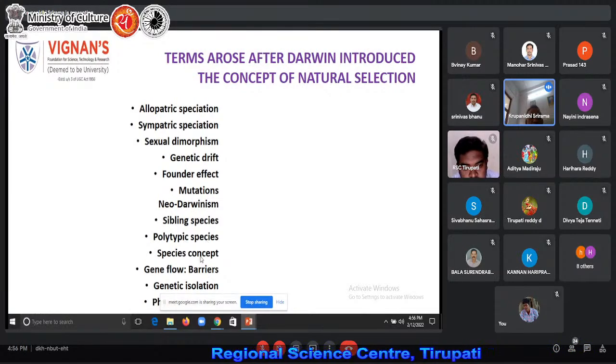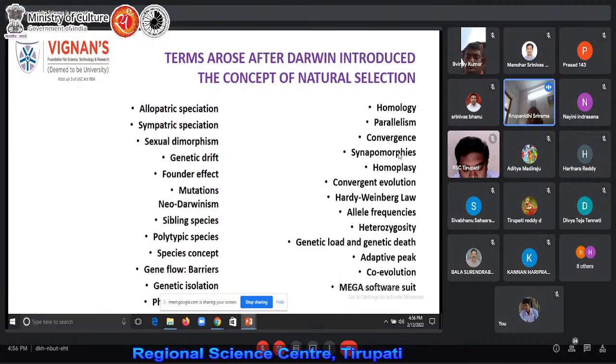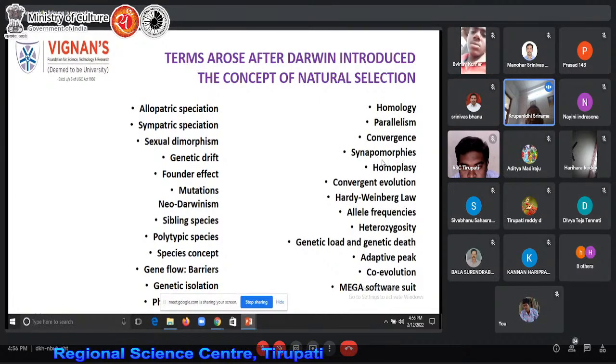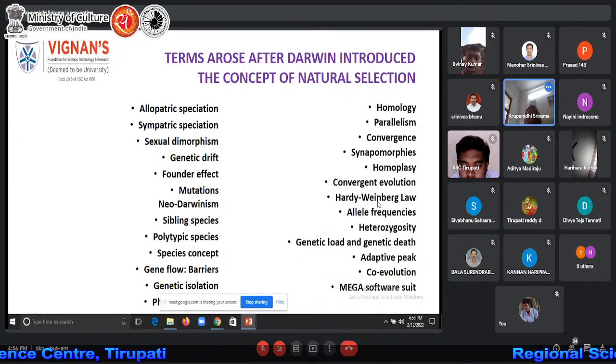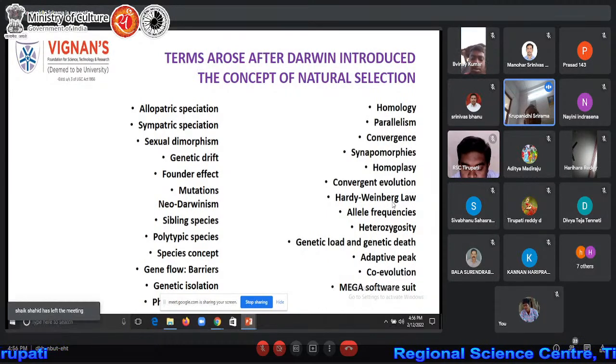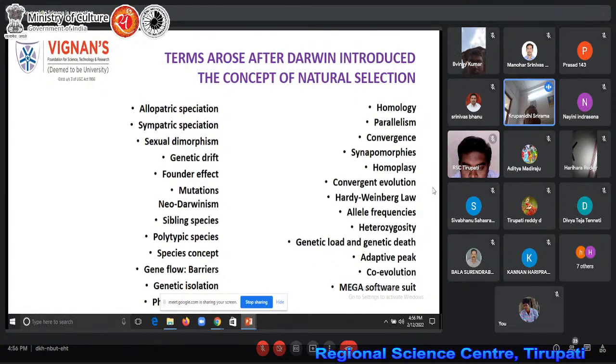And polytypic species concept, gene flow, barriers, genetic isolation, physical isolation, homology, parallelism, convergence, synapomorphism. Synapomorphism means the ancestral characters that are shared by all the descendants, like mammary glands in the case of the mammals. And homoplasy, convergent evolution, Hardy-Weinberg law that says allelic frequencies and gene frequencies remain constant in a population unless there is an evolutionary force. Okay, so that's the Hardy-Weinberg law.